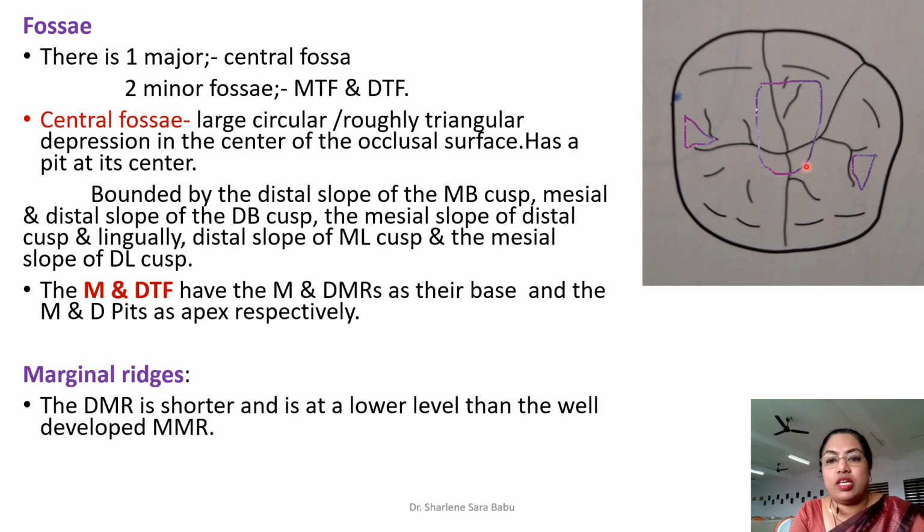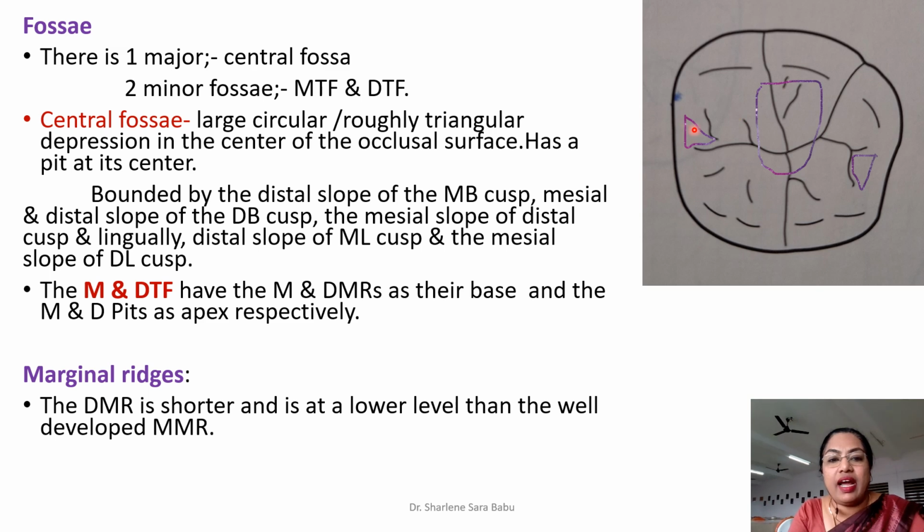Let's go in detail on the central fossa. It is a large circular or roughly triangular depression in the center of the occlusal aspect, and it has a pit at its center. It is bounded by the distal slope of the mesiobuccal cusp, mesial and distal slope of the distobuccal cusp, distal slope of the mesiolingual cusp, and the mesial slope of the distolingual cusp.